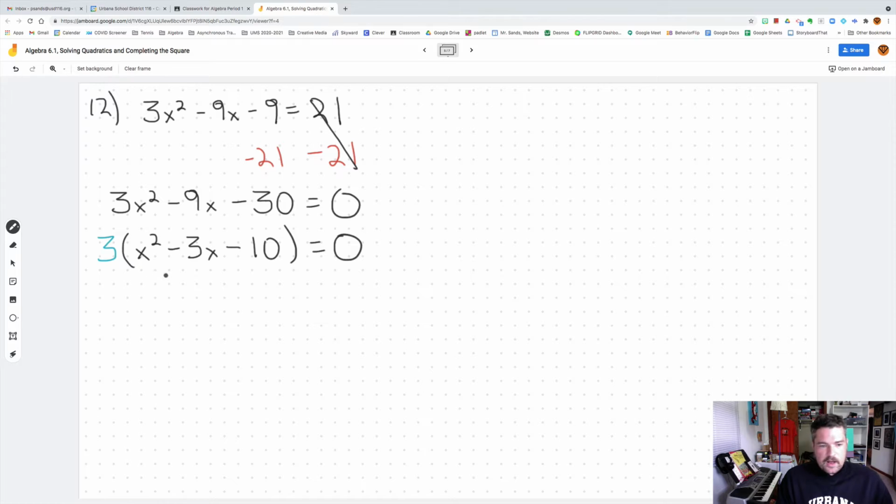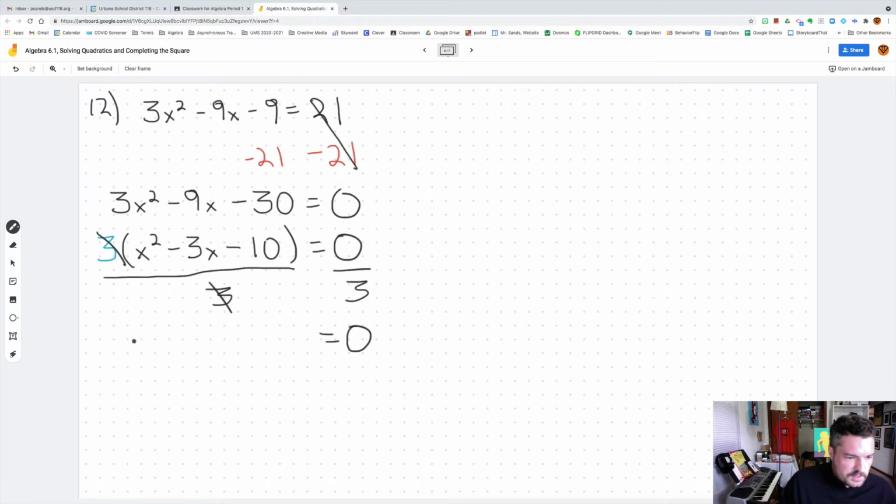So basically now, if I'm solving this for 0, I can divide. Let's stick with black here. I can divide each side by 3. And what I'm doing is this 3 divides out, this 3 divides out, and 0 divided by 3 is still 0. So now I have this equation, x squared minus 3x minus 10. Getting to be a little easier to look at, a little easier to manage, and now I see I can do some reverse FOIL here.